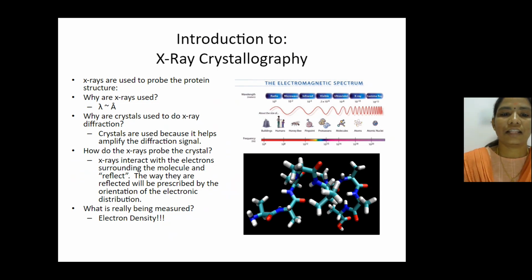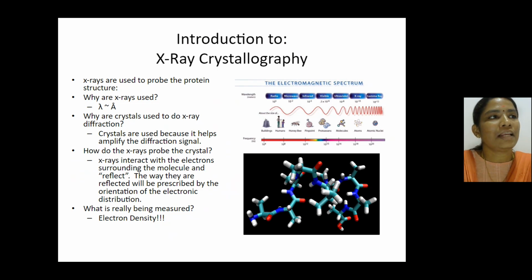How do the X-rays probe the crystal? X-rays interact with the electrons surrounding the molecule and they reflect. That reflection reflects their electronic distribution, and based on that you get a diffraction pattern. That pattern gives you the information of which residue and which atom is in a particular position, so you get the complete three-dimensional structure of the protein.